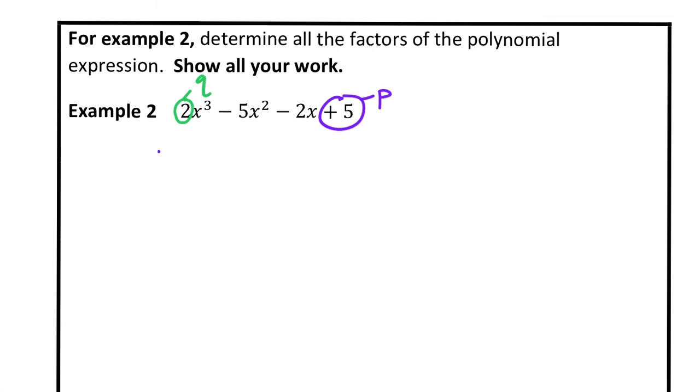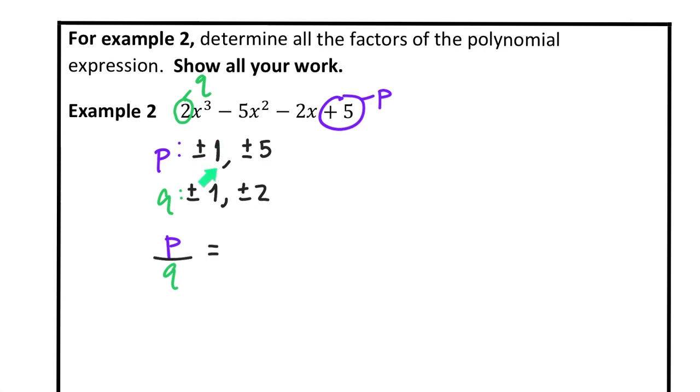And so for the p value, what are some different ways to multiply to get 5? 1 times 5. We're going to put plus minus, plus minus. Then for the q, what are different ways to multiply to get 2? Just 1 and 2. 1 times 2. Then we're going to do all the p's divided by q.